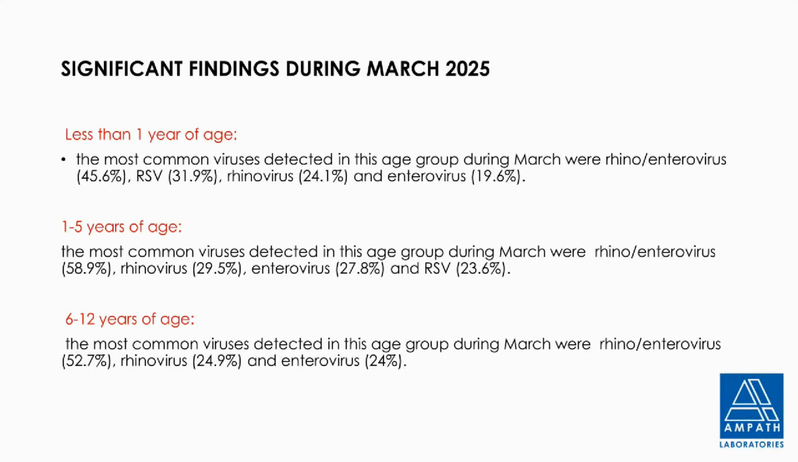Again, important findings during March from the AMPATH stats. In children less than 1 year of age, the most common viruses were your rhinoviruses and your RSV. In your group from 1 to 5 years, during the period of March, you had a preponderance of rhinovirus, and your RSV definitely had escalated.